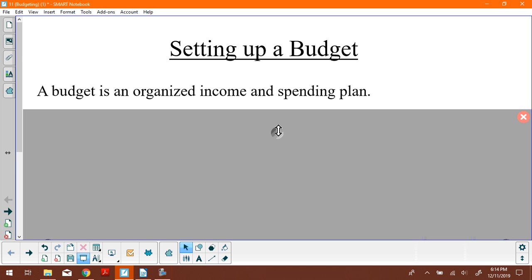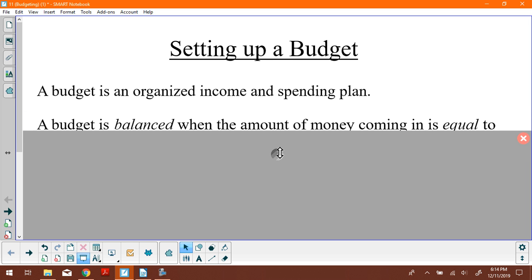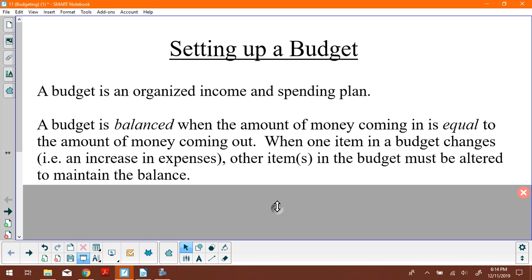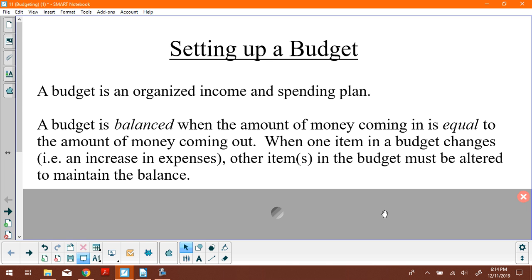Okay, a budget is an organized income and spending plan. Okay, the next point, and this is kind of the key one here, a budget is balanced when the amount of money coming in is equal to the amount of money coming out. So the main thing there is, right, it's got to come out to a total of zero. So like you know where all the money is going.